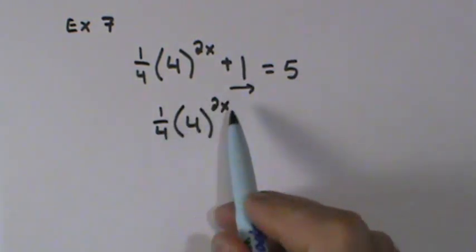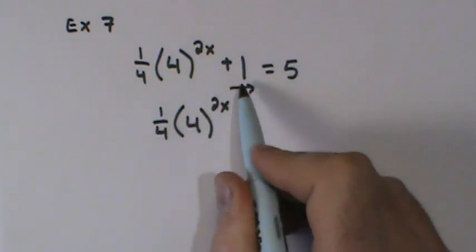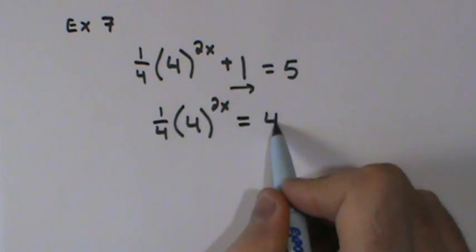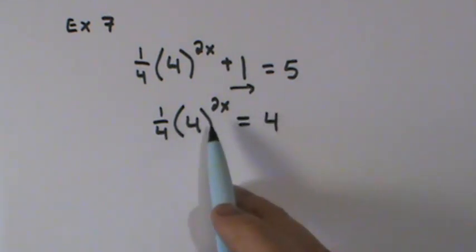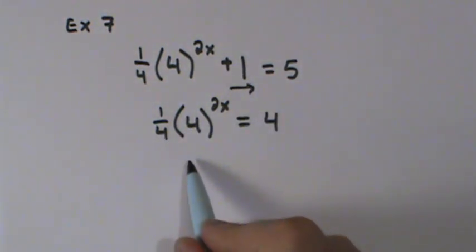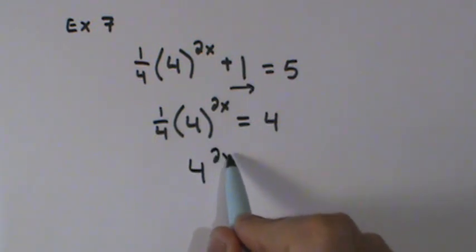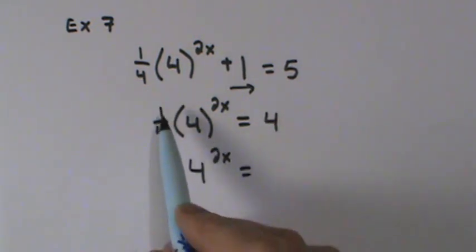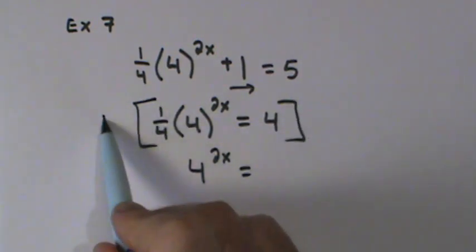You cannot multiply when you have that exponent present. So I bring the 1 over. 5 minus 1 is 4. Then I can multiply by 4. So this would be 4 to the 2x is equal to 16 because I'm multiplying both sides by 4.